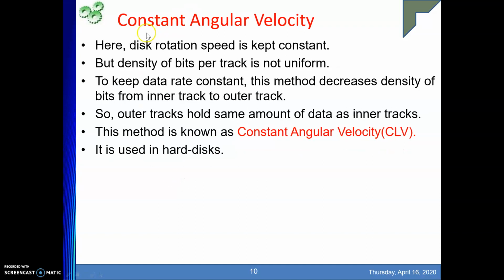Next, another term is constant angular velocity. Here the rotation speed is kept constant. We are not increasing or decreasing rotation as we move inside or outside. But the density of bits per track is not uniform. We need to keep the data rate constant, so this method decreases the density of bits from inner track to outer track. So outer tracks hold the same amount of data as inner tracks because the density is not uniform, right? This method is known as constant angular velocity, and it is used in your hard disk.